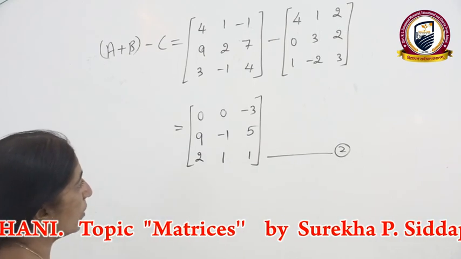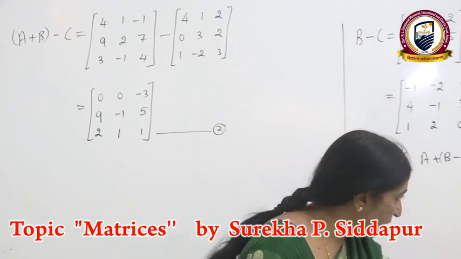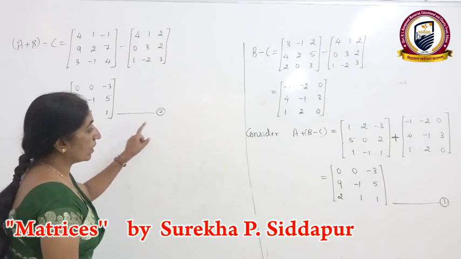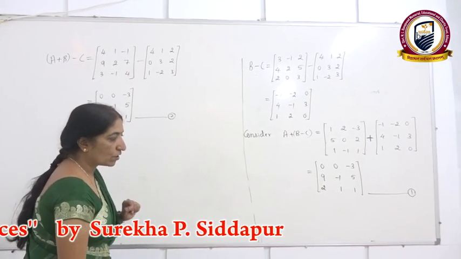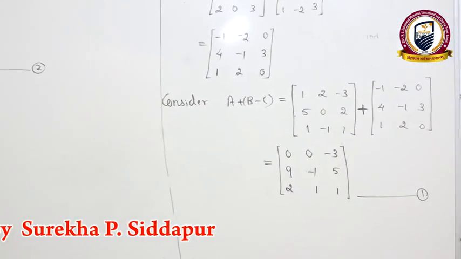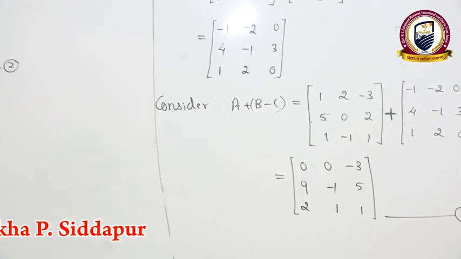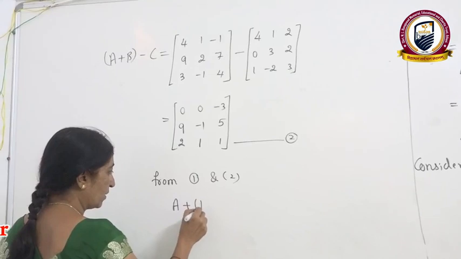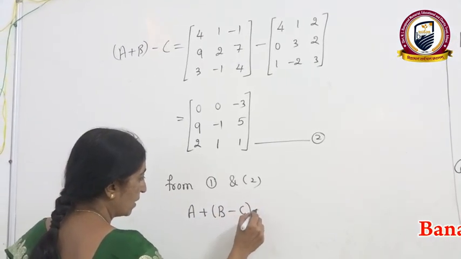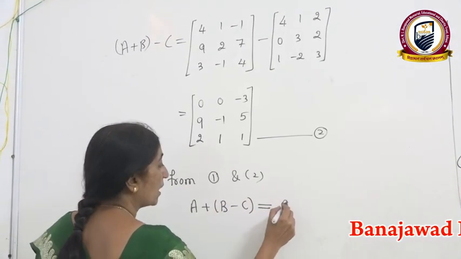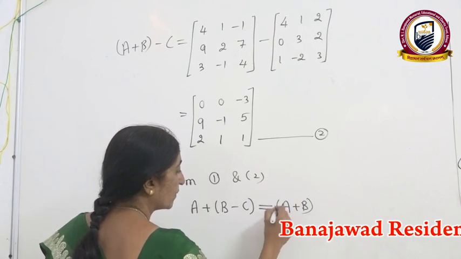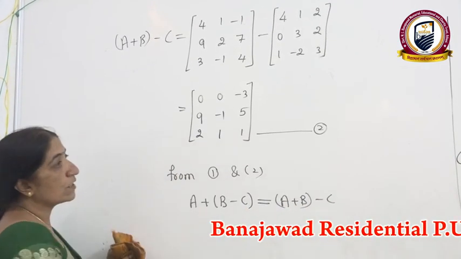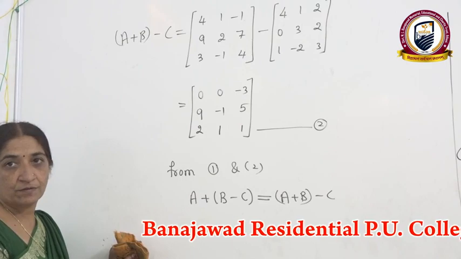See that equation 1 and 2, this is equation 1 and this is equation 2. Compare the values. Are they equal or what? That means what you can write? So we can write like this. From 1 and 2, A plus B minus C is equal to A plus B minus C. See, it is a very simple 5-mark question.